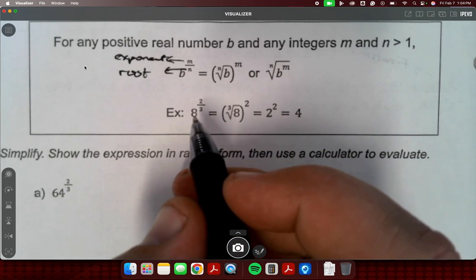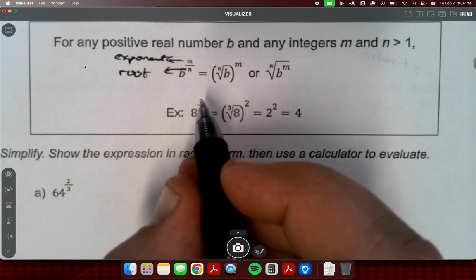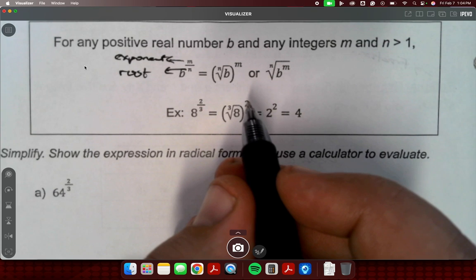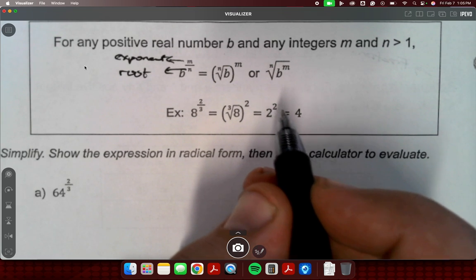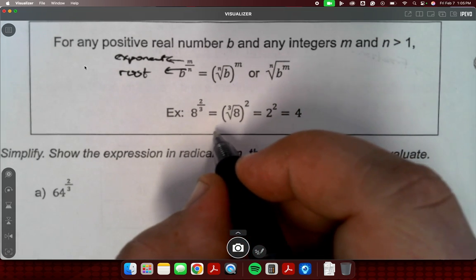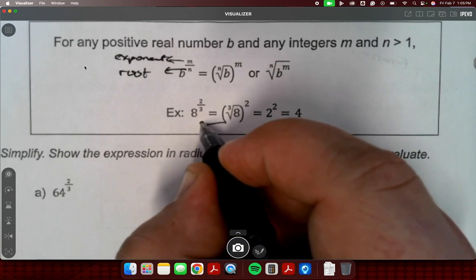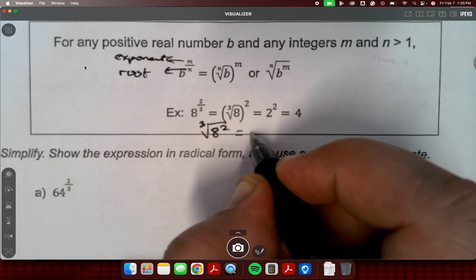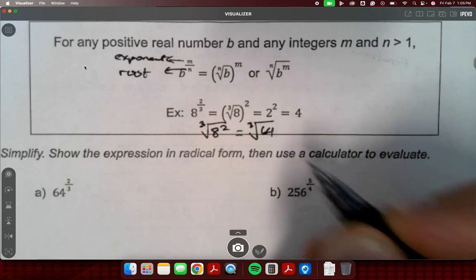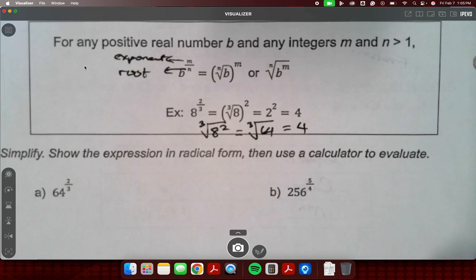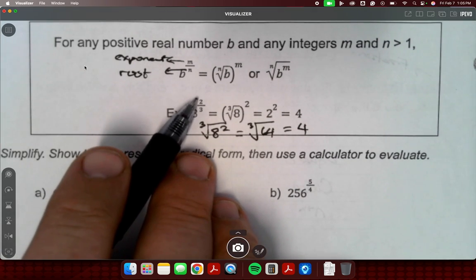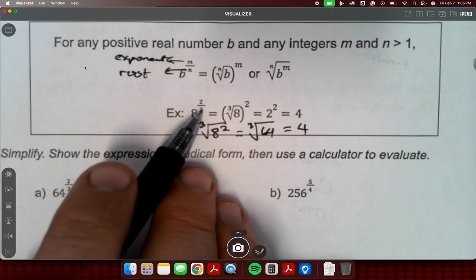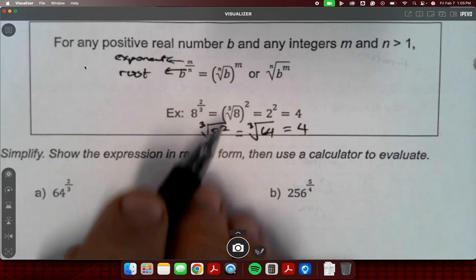So for example, down here, they rewrote 8 to the 2/3 as the cube root of 8 squared. So they first took the cube root of 8 and got 2, and then said 2 squared, which is 4. And that's completely fine. But you could also get the correct answer by saying 8 squared is 64, and the cube root of 64 is 4. So you can do it in either order. You could say, all right, I'll do 8 squared, and then I'll cube root that. Or you could say, I'll cube root 8, then square that. So the order can go either way.